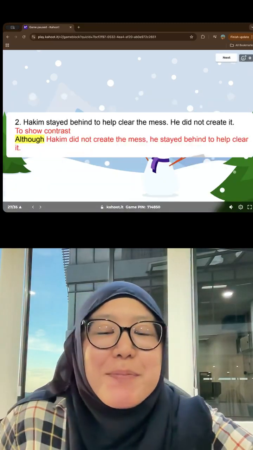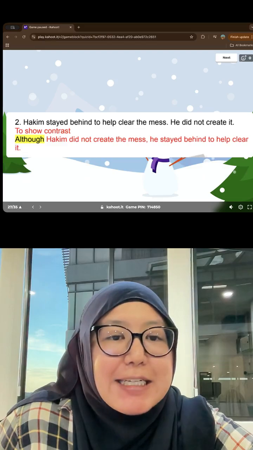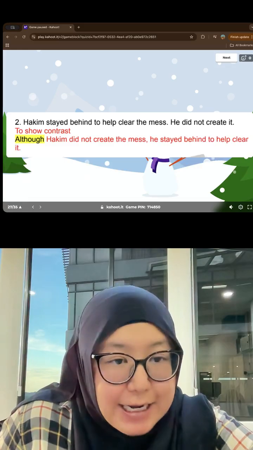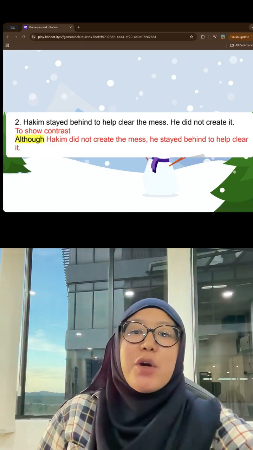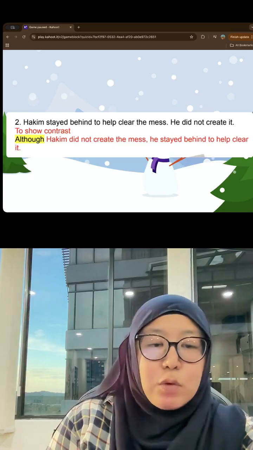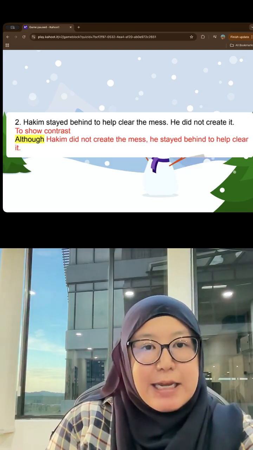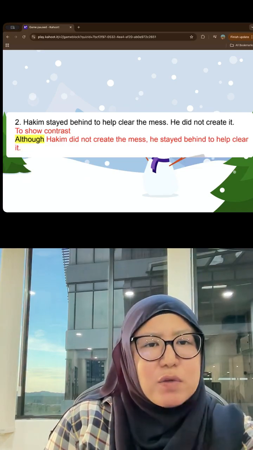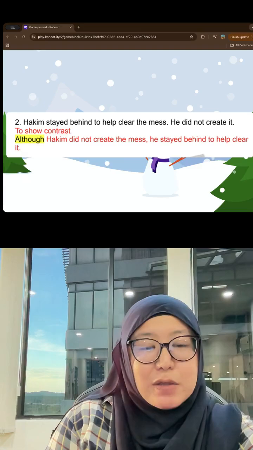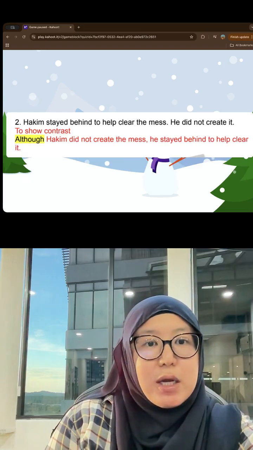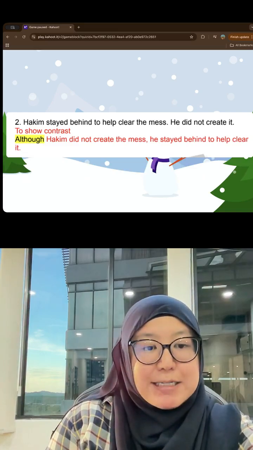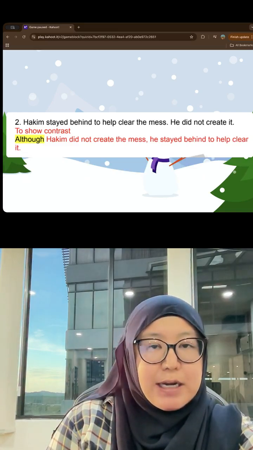So, Hakim stayed behind to help clear the mess. He did not create it. Okay, so the answer is although Hakim did not create the mess, he stayed behind to help clear it. Okay, so why I think red just now is wrong, because did not is already in the past tense. So the verb shouldn't be in past tense. Okay, green is broken English.